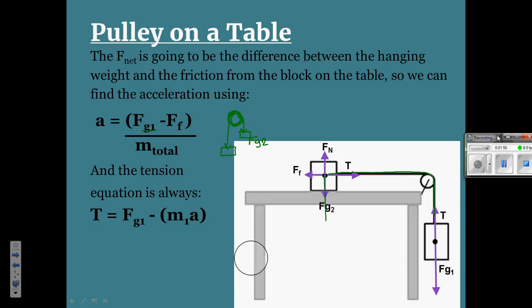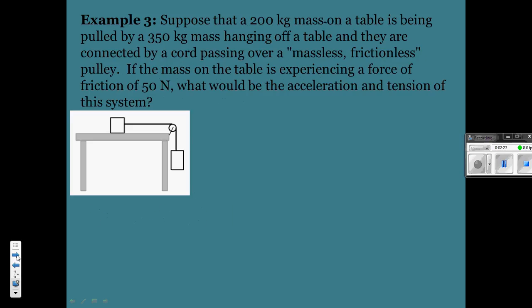But we no longer have these two that are working on one another. They were in the same line of the pulley, but this is the direction in which the pulley is going, and Fg2 is not in the same line of that anymore. So that's why we subtract out F of f and not F of g2. So that is the main difference between the table pulley system and the regular pulley system that we talked about before. So let's do example 3.